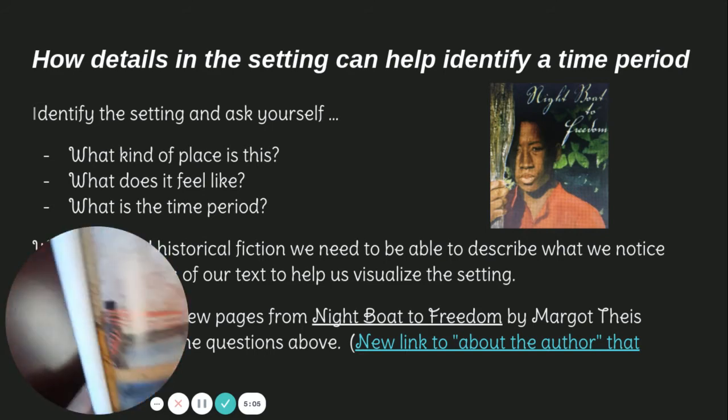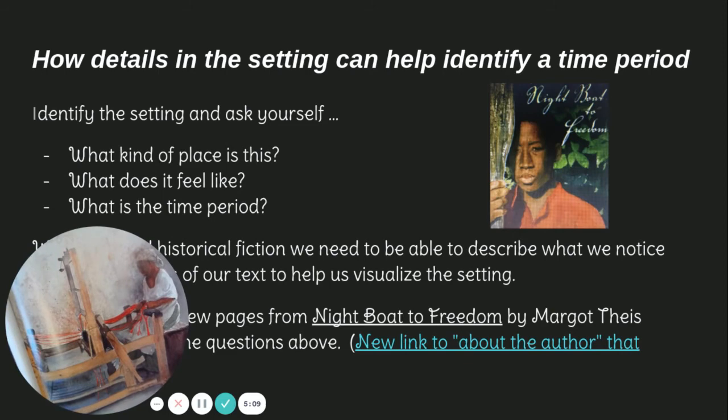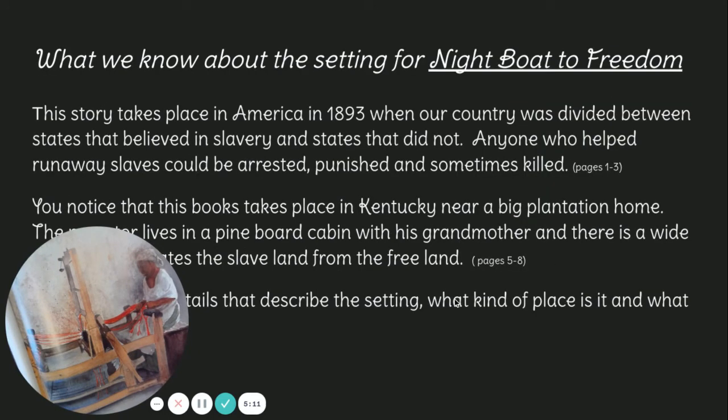And then here's a picture of her on the loom. So we know this story takes place in America in 1863, when our country was divided between states that believed in slavery and states that did not. Anyone who helped runaway slaves could be arrested, punished, and sometimes even killed.